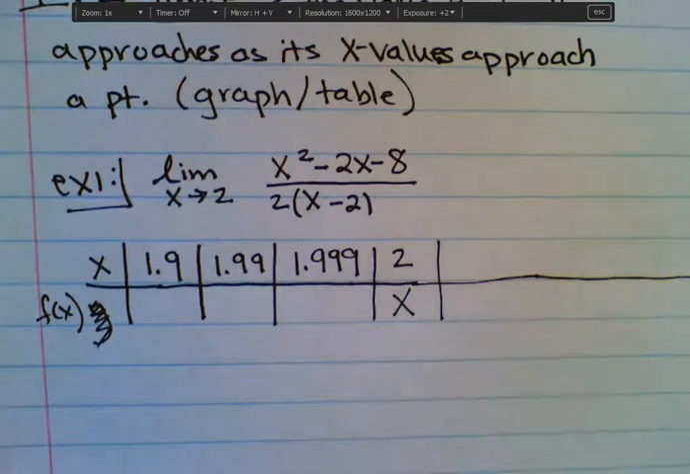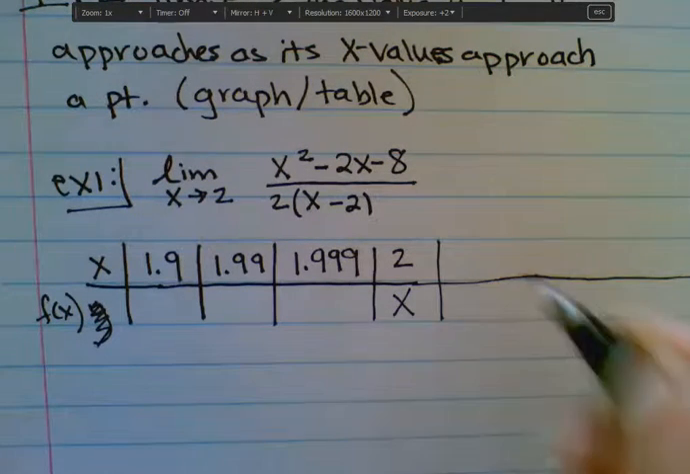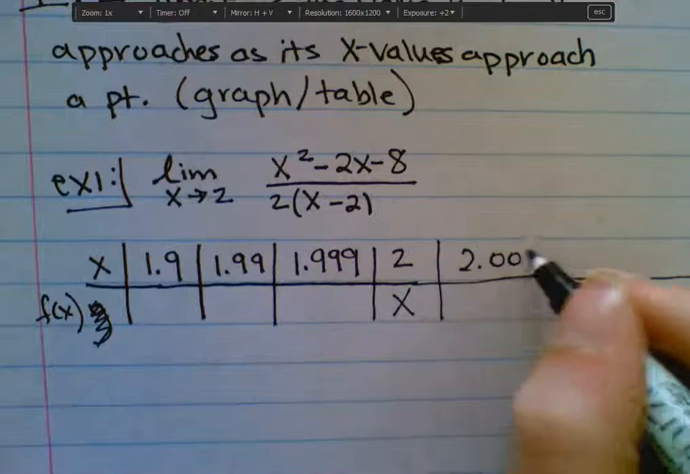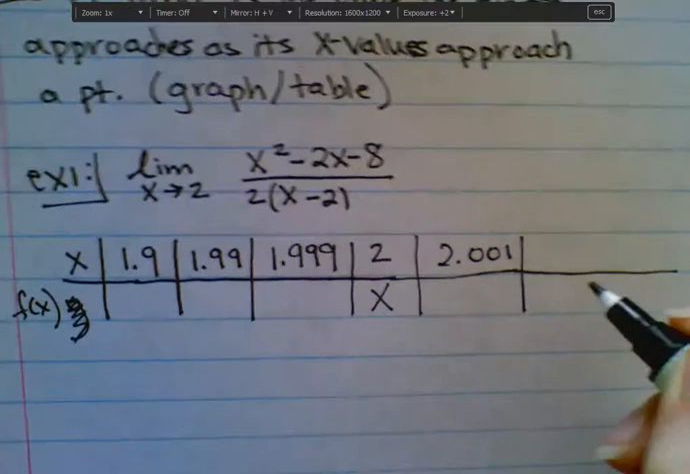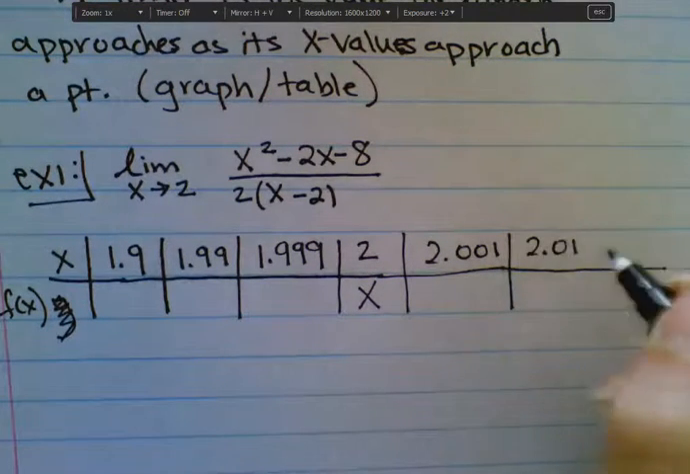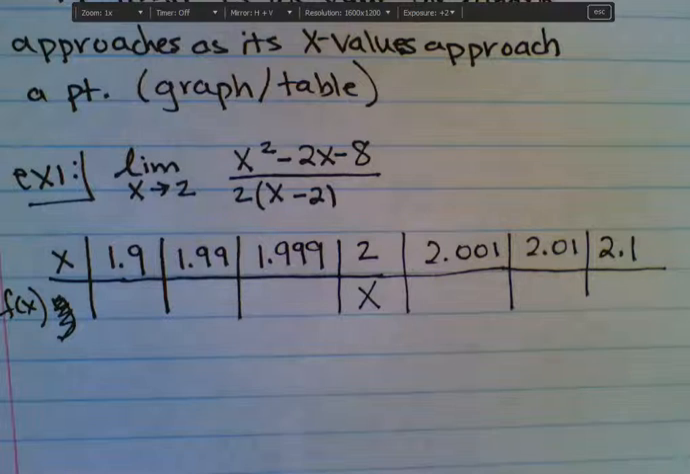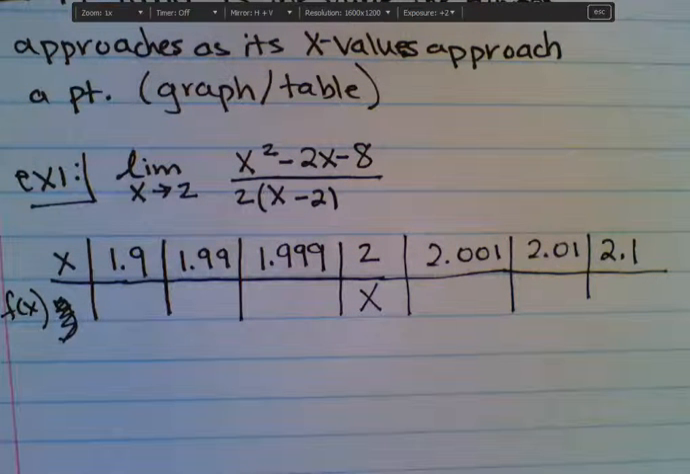And then how about something right after 2? Yeah, 2.001, right? And then how about if we did 2.01 and 2.1? So why don't you enter this into your graphing calculator? And you guys know how to use your table of values where you can change it to ask.